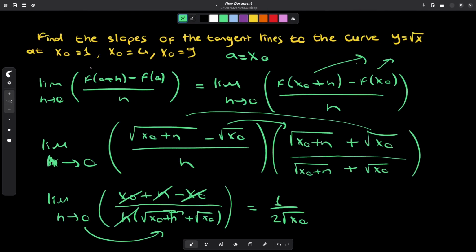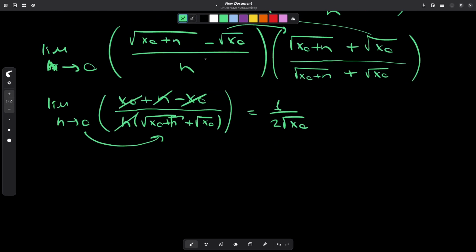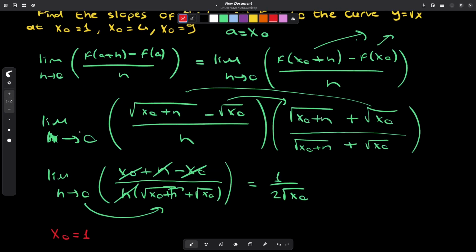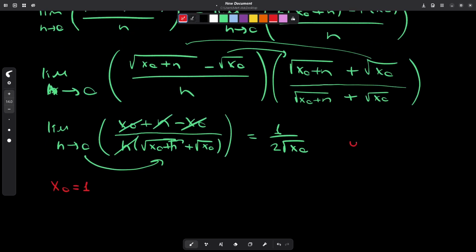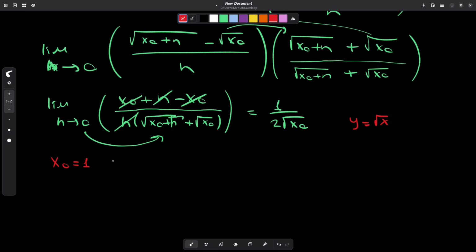The thing is, to write the tangent line, we need the slope and a point. The point is not given to us, so let's find the points. Let's change the color too. I like red a little bit. x0 is 1. What is my function? y is equal to root x, right? So therefore, my first point is 1, 1, because when I plug it in, root 1 is 1.